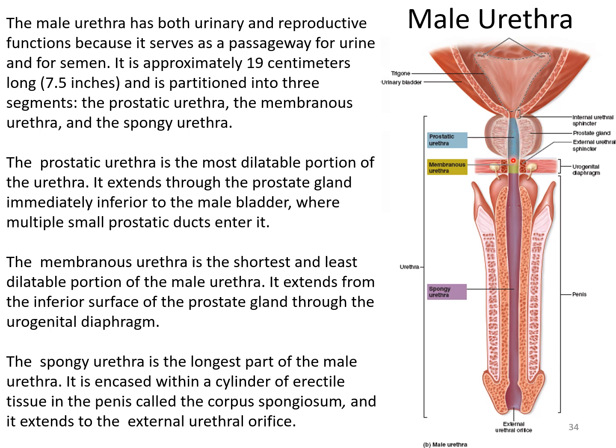And then the next segment is the membranous urethra. This is the shortest and the least dilatable portion of the male urethra. It's going from just below the prostatic urethra through what's called the urogenital diaphragm, which is a structure right here.